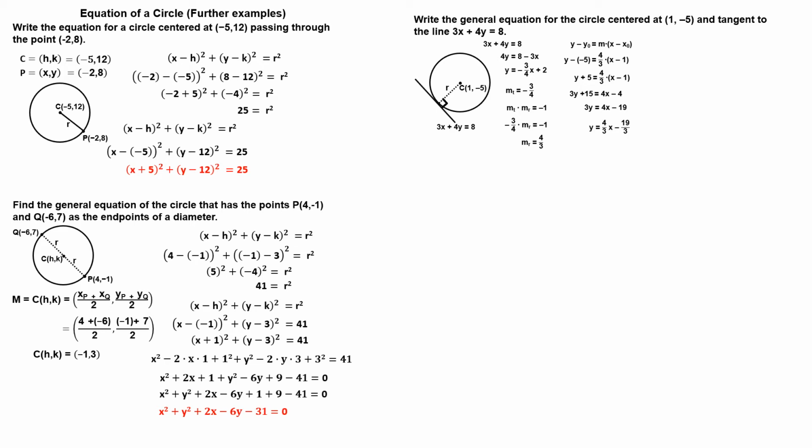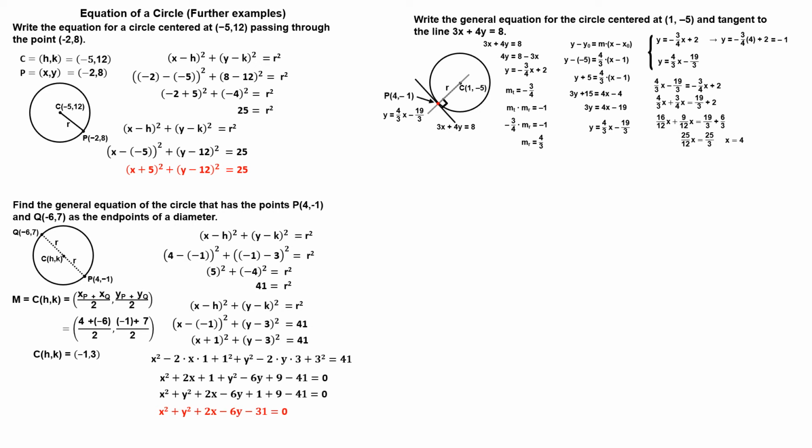The intersection of the radius line and the tangent line is the point where the circle meets the tangent line. So we will solve the system of equations represented by these two lines. The system can be solved by equating the two equations. The point P is 4, minus 1.